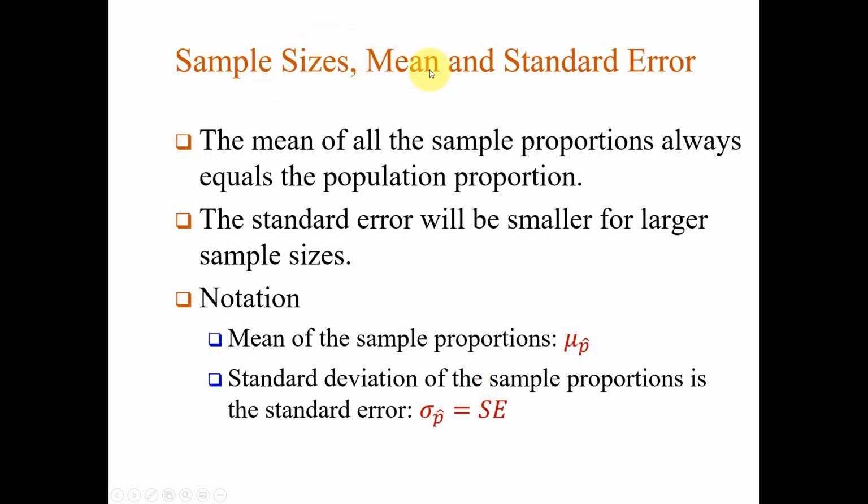So the mean of all sample proportions in a sampling distribution will always be equal to p, the population proportion. And the standard error will be smaller for larger sample sizes. The notation for the mean of sample proportions is mu sub p hat, and the standard deviation is the SE, or sigma sub p hat.